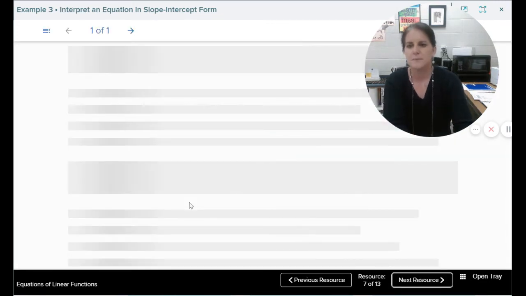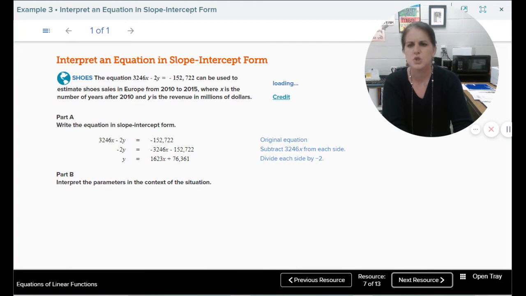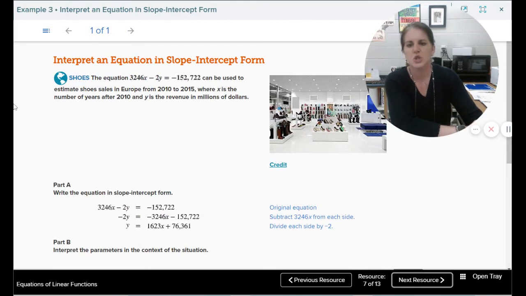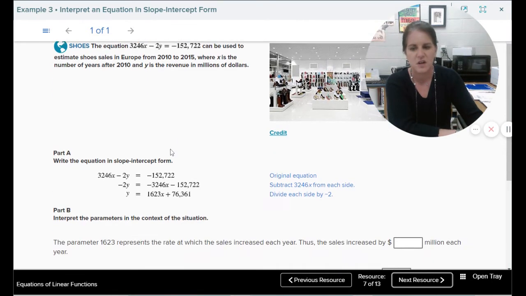Example number 3. So we're going to interpret an equation that's in slope-intercept form. So it says shoes. The equation 3,246x minus 2y equals negative 152,722 can be used to estimate shoe sales in Europe from 2010 to 2015, where x is the number of years after 2010 and y is the revenue in millions of dollars.